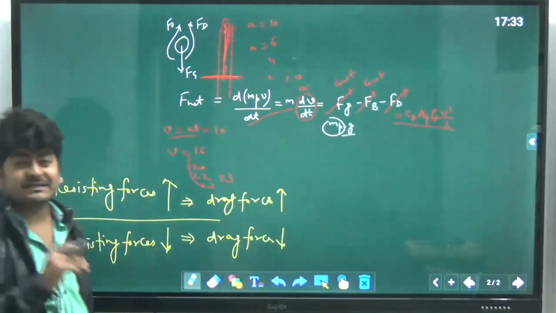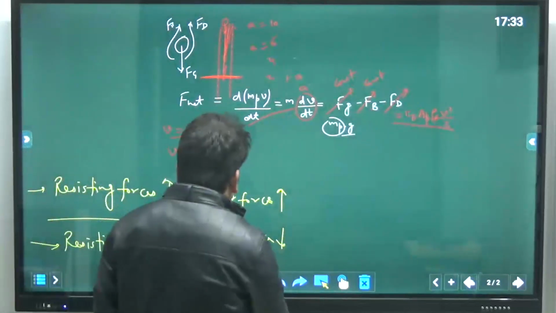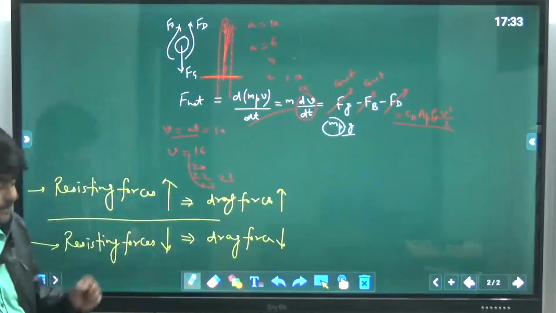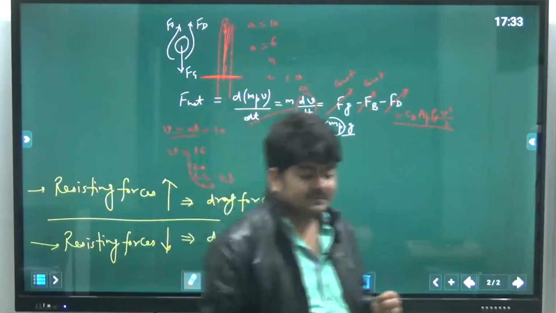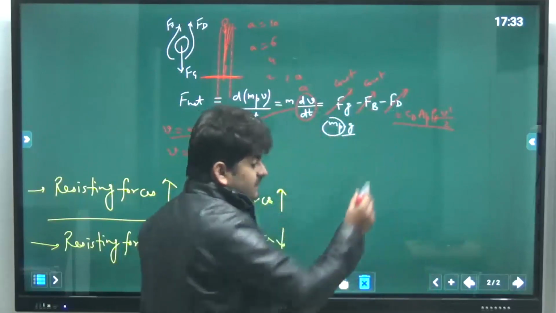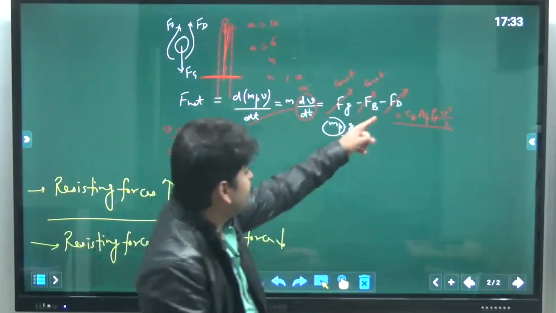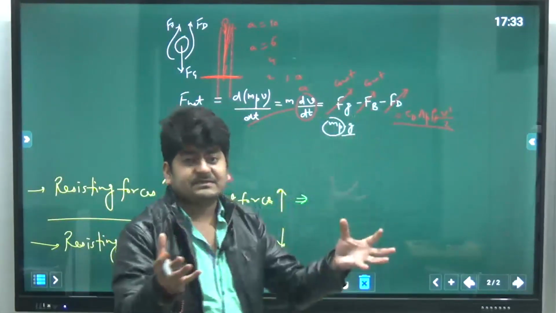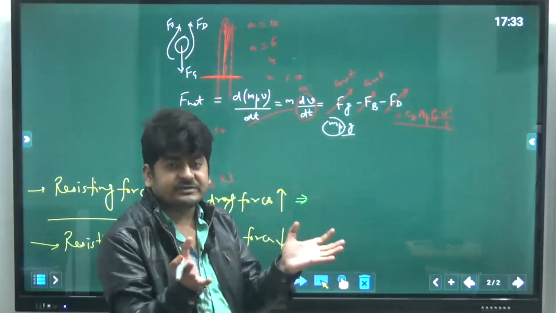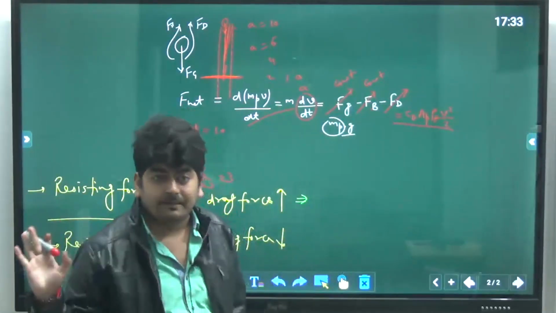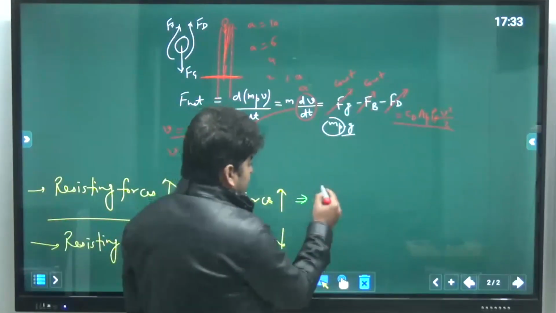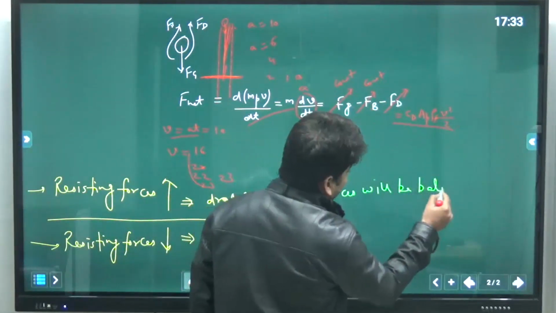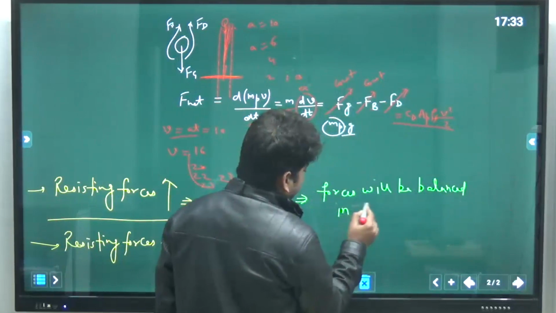Now focus here, that is one very important logic. Okay, you can relate, I hope you understand all these things by yourself as well, but try to relate that. Okay, now the second thing, if drag force is increasing during the settling, just try to understand, what will happen? The force balance, all the forces will be balanced in no time, means in very small time. Forces will be balanced in small time.